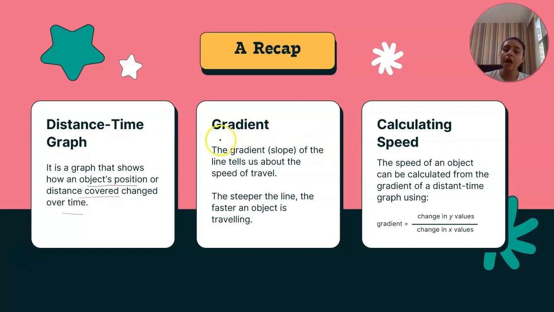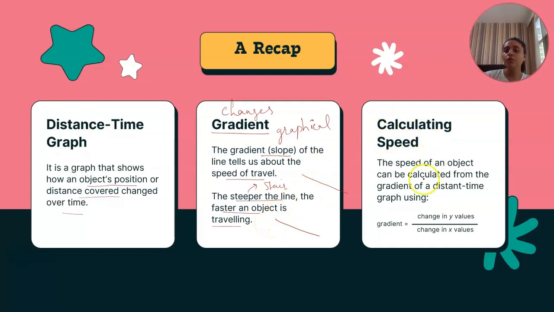Okay. Now the gradient means the changes which are coming, right? The gradient here, in a scientific or graphical term, we represent the change or curve in the form of slope. Okay. The slope of the line tells us about the speed of travel. The steeper the line, the faster the object is. Steeper means, you have seen the stairs, right? They go like this, right? So the steeper, the faster the object is.